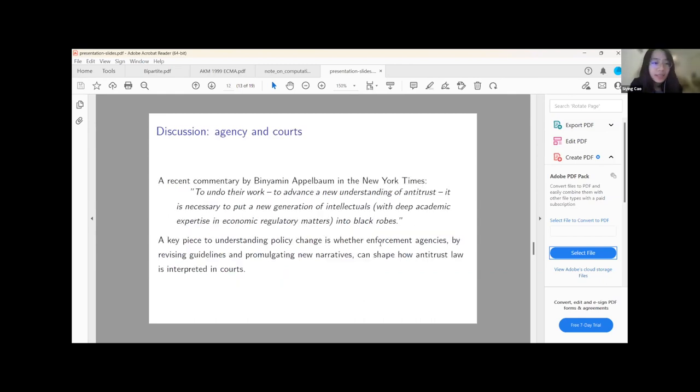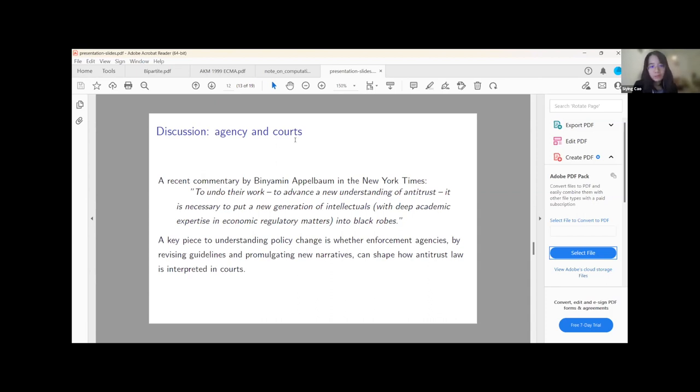I'm going to conclude by bringing out an interesting issue that I hope we can elaborate more on in the panel discussion, which is the role of the antitrust agency and the courts. A recent commentary from the New York Times has the following quote. They said, to advance a new understanding of antitrust, it is necessary to put a new generation of intellectuals with deep academic expertise in economic regulatory matters into black robes. So it highlights the key role that judges might play in antitrust policies.